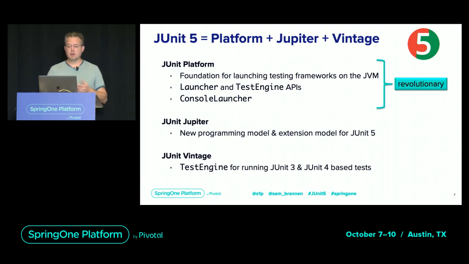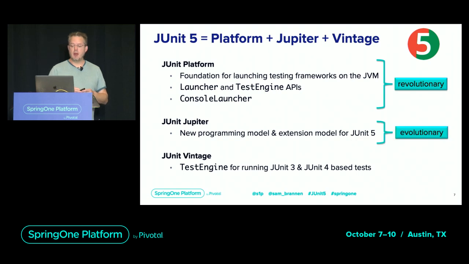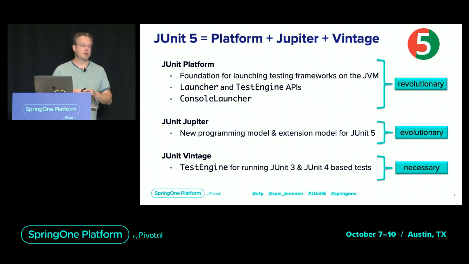So the first part is revolutionary. That never really existed before in terms of JUnit, or actually on the JVM, having this kind of globally usable testing framework. And then evolutionary, right? So there was JUnit 4, and now there's JUnit Jupiter. JUnit Jupiter builds on the experiences, the things we learned from JUnit 4, and goes beyond that. And then necessary, obviously people want to be able to run their old tests at the same time as their new tests within their IDE, within their build tools, and that's why the Vintage engine exists. It's just an adapter layer from the platform to JUnit 4 and JUnit 3.